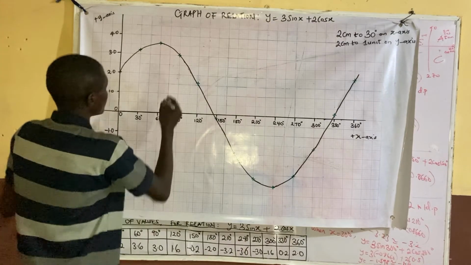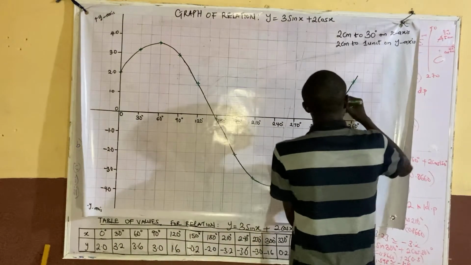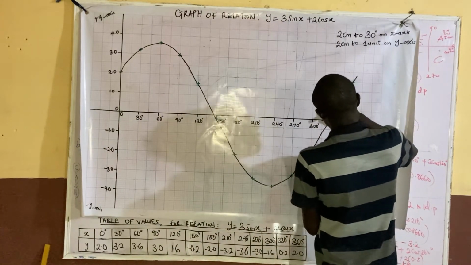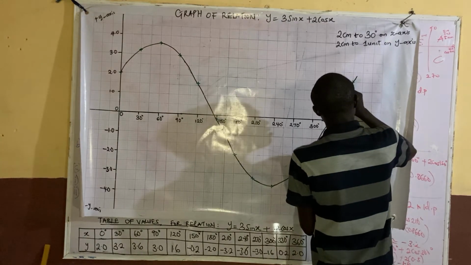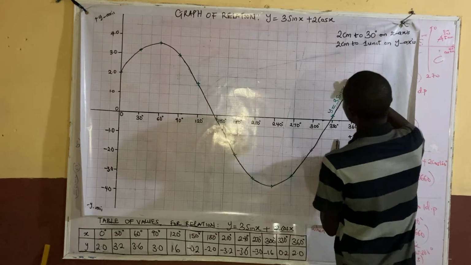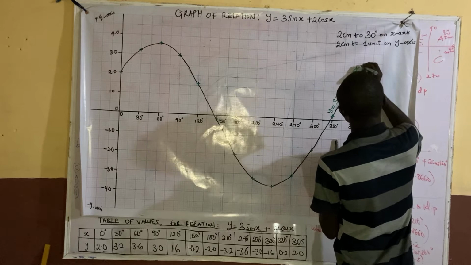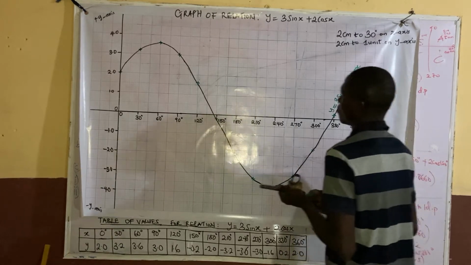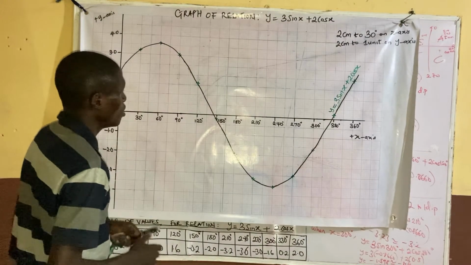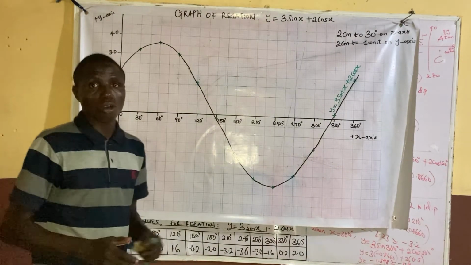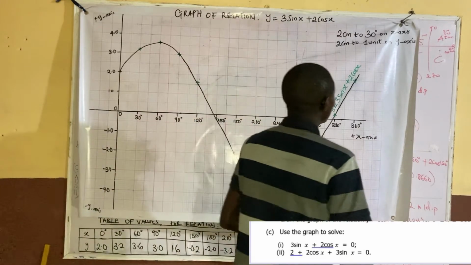So this is a graph of y. Let me write it here, community. y equals 3 sin x plus 2 cos x. So that is the title of the graph. Now we have to use this graph to solve the problems that follow.